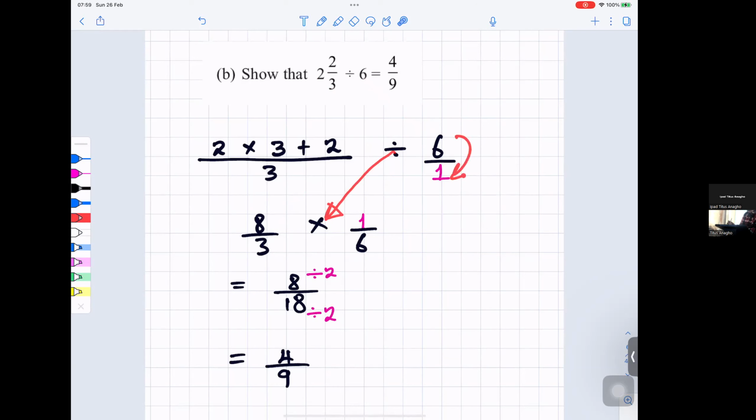And then you flip that second fraction. It becomes 1 over 6. So you have 8 times 1 is 8. 3 times 6, 18. To simplify it, half of 8 is 4. Half of 18 is 9.